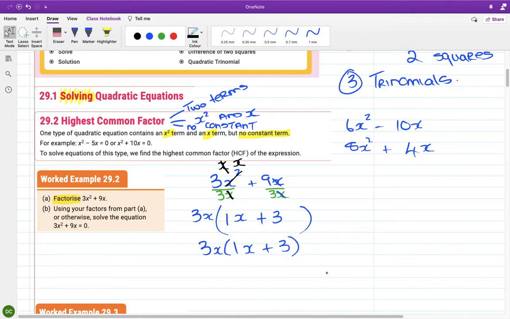I actually just remembered we did this during the last lockdown. That's when I taught this to you.